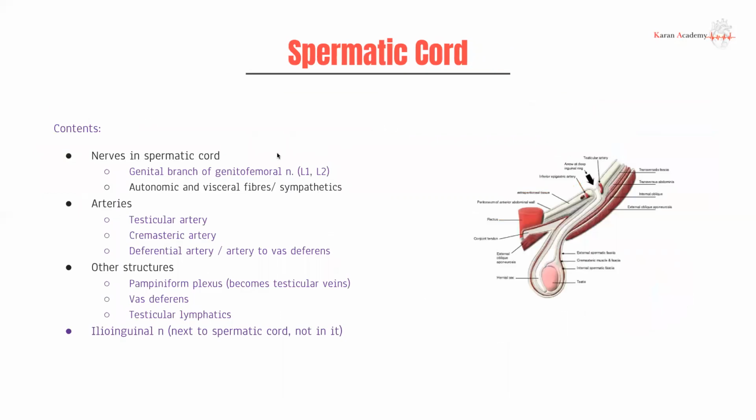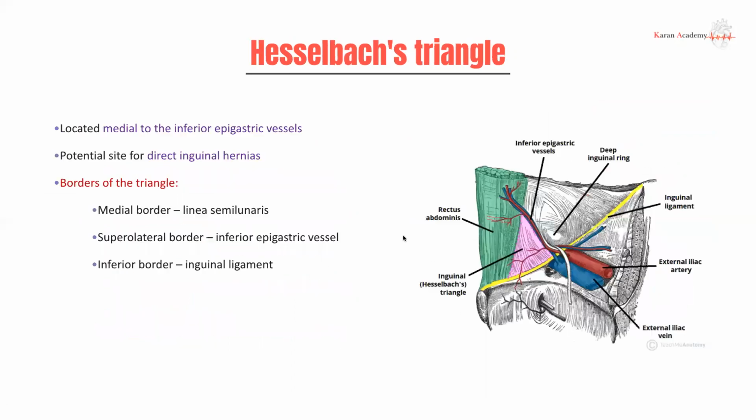The spermatic cord, so what are its contents? So the nerves include the genital branch of the genitofemoral. In terms of the arteries, you have the testicular and the cremasteric that are the main ones, as well as the deferential artery, which is the artery to the vas deferens. Other structures, not really relevant, but the only other one is the ilioinguinal nerve that passes next to the spermatic cord, but not really in it.